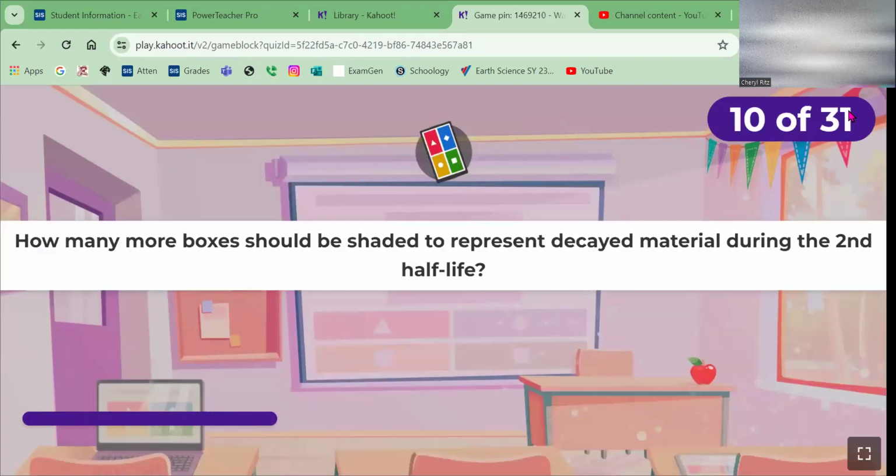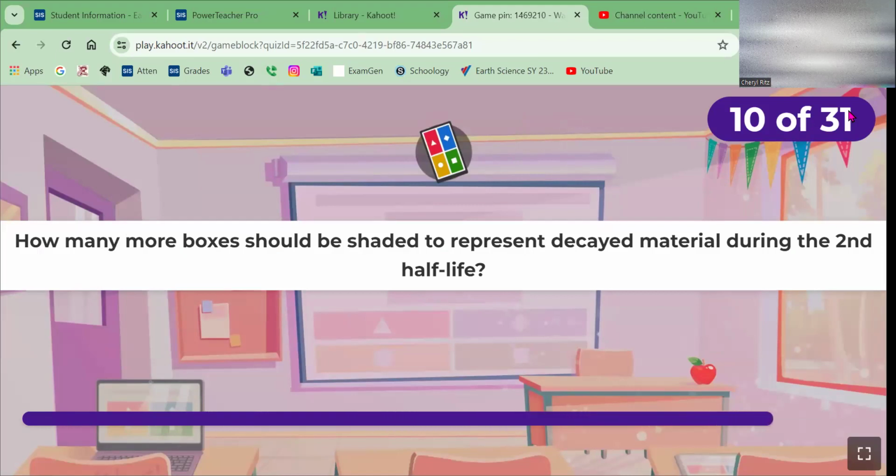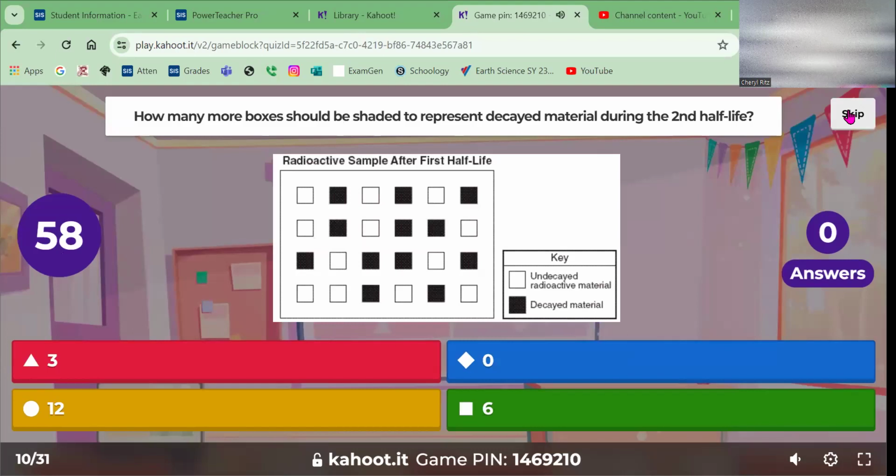Oh, this one is tricky. How many more boxes should be decayed after the second half-life? So this one says this is what it looks like after the first. So I want to know how many more should be shaded after the second.